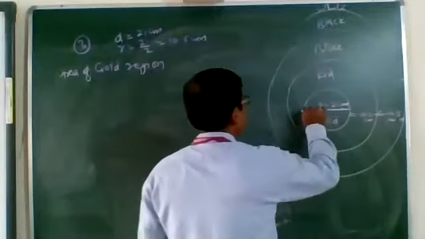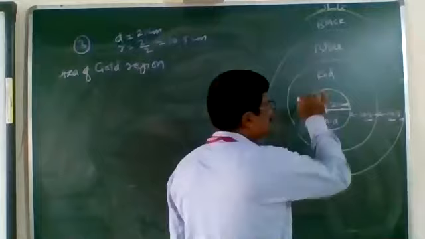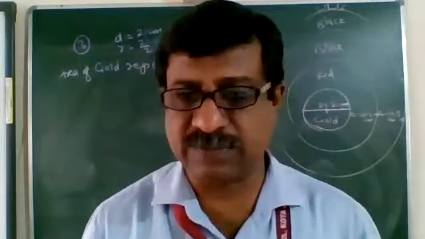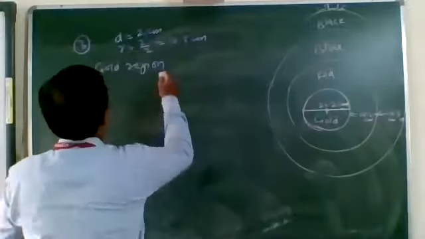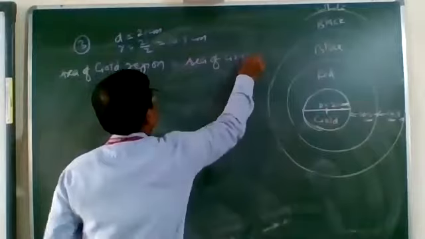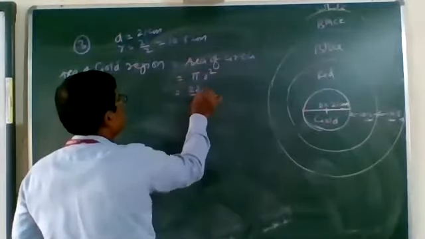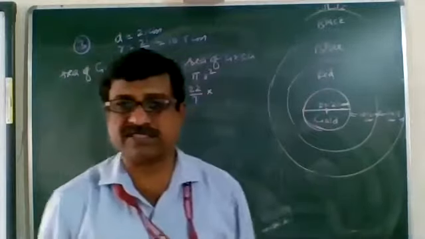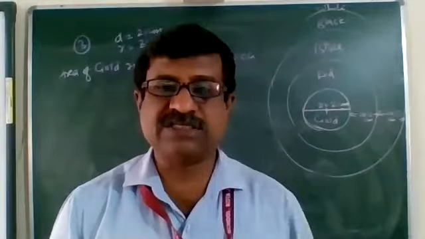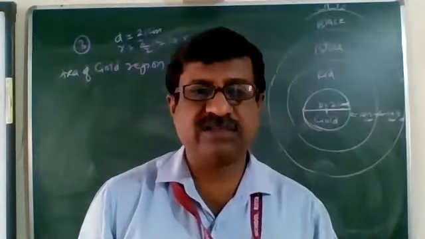Now to find out the area of this gold part, it is forming a circle. The area of a circle you have learned as pi r square, where the radius is 10.5 centimeter. Area of the gold region is the area of a circle, and the formula is pi r square. Since the value of pi is mentioned as 22/7, the same value has to be taken. You cannot change the values, otherwise you will get some changes in the expected answer. If it is mentioned 22/7, take 22/7.